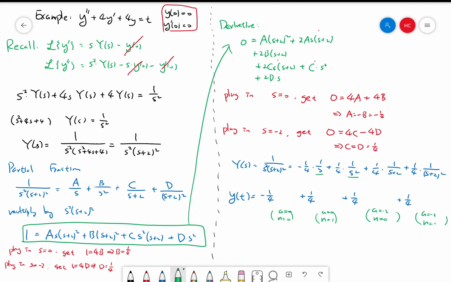All right. So this is just 1, or technically t to the 0. And this is t. And this is e to the negative 2t times 1. And this is e to the negative 2t times t. So the solution for this differential equation with initial conditions is y equal to negative 1/4 plus 1/4 t plus 1/4 e to the negative 2t plus 1/4 e to the negative 2t times t. All right.